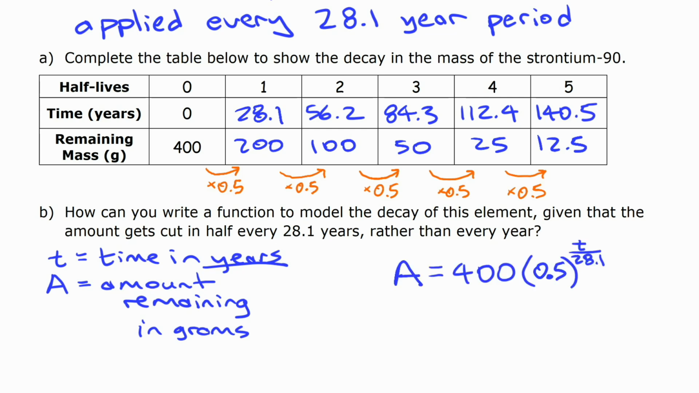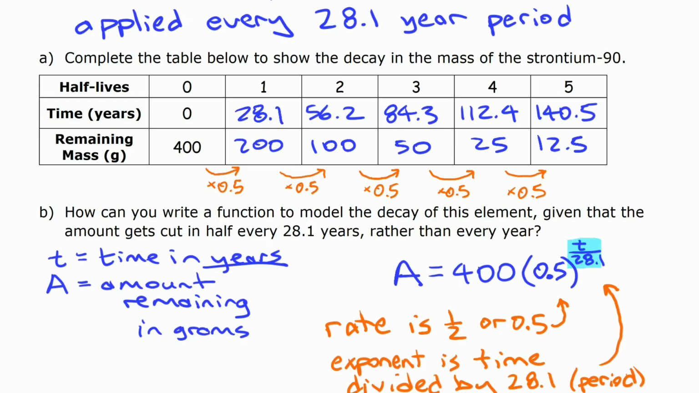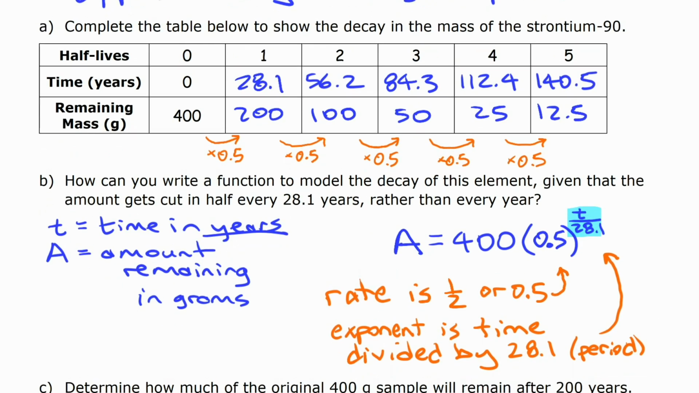In this situation, our model function is going to look similar to our first example. It's going to look like that. Our rate is 1/2 or 0.5, as I said. And then the exponent up here is going to be time divided by that period again, right? And the period is 28.1, so it's on the bottom there. We need to divide by 28.1 to get the right number there.